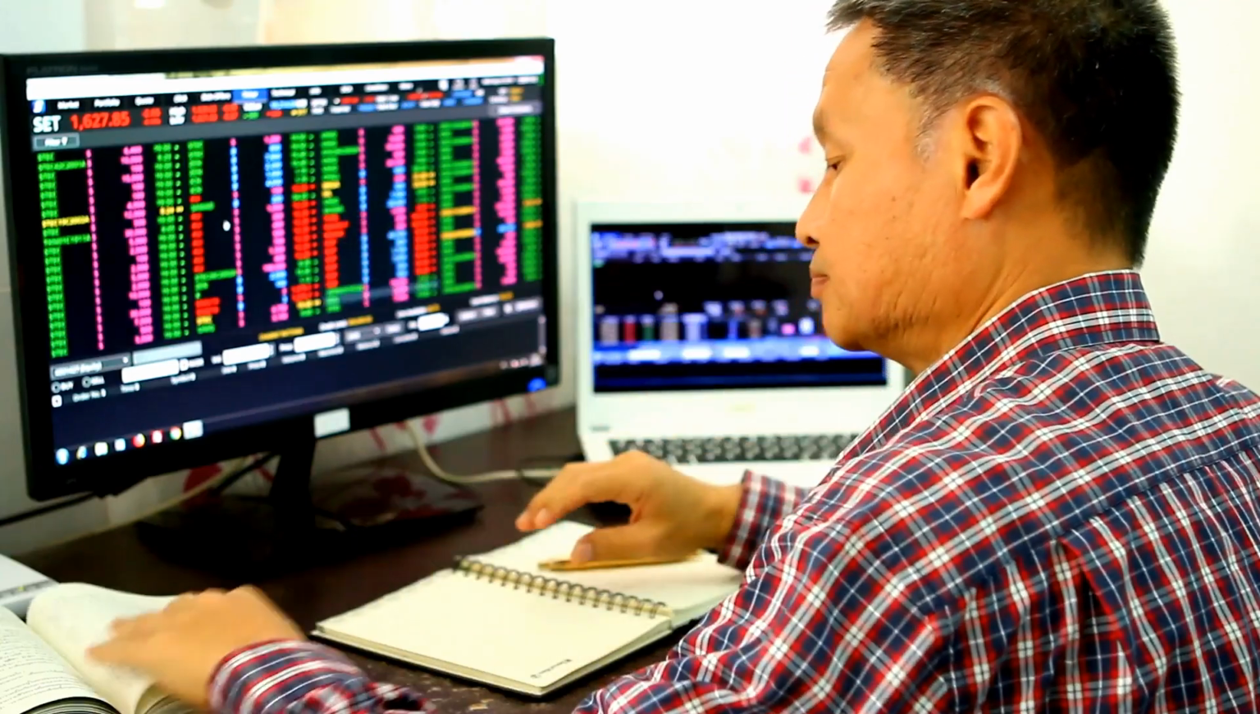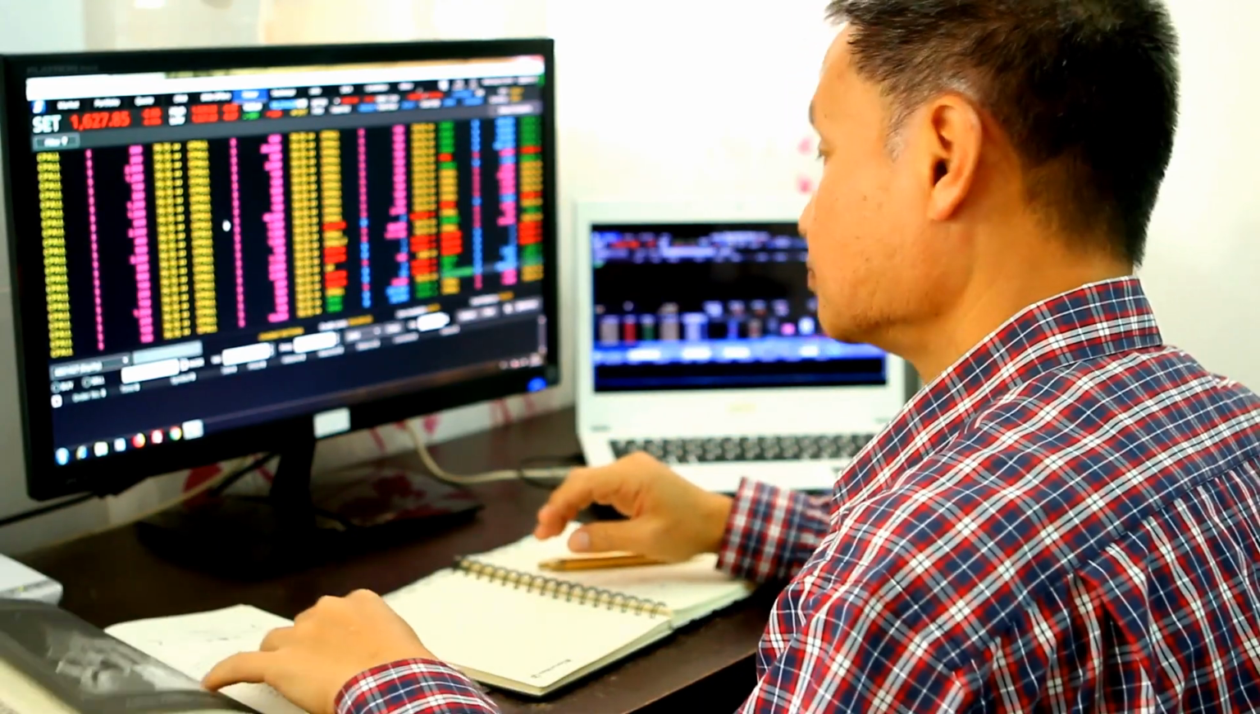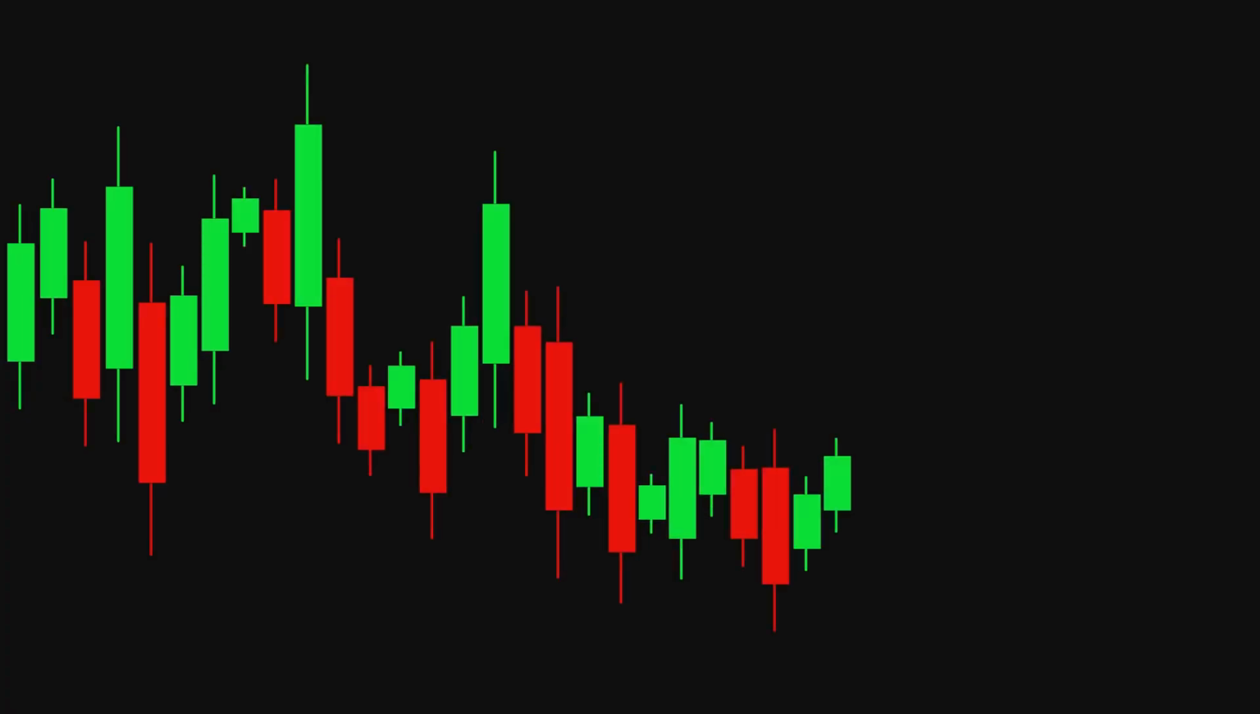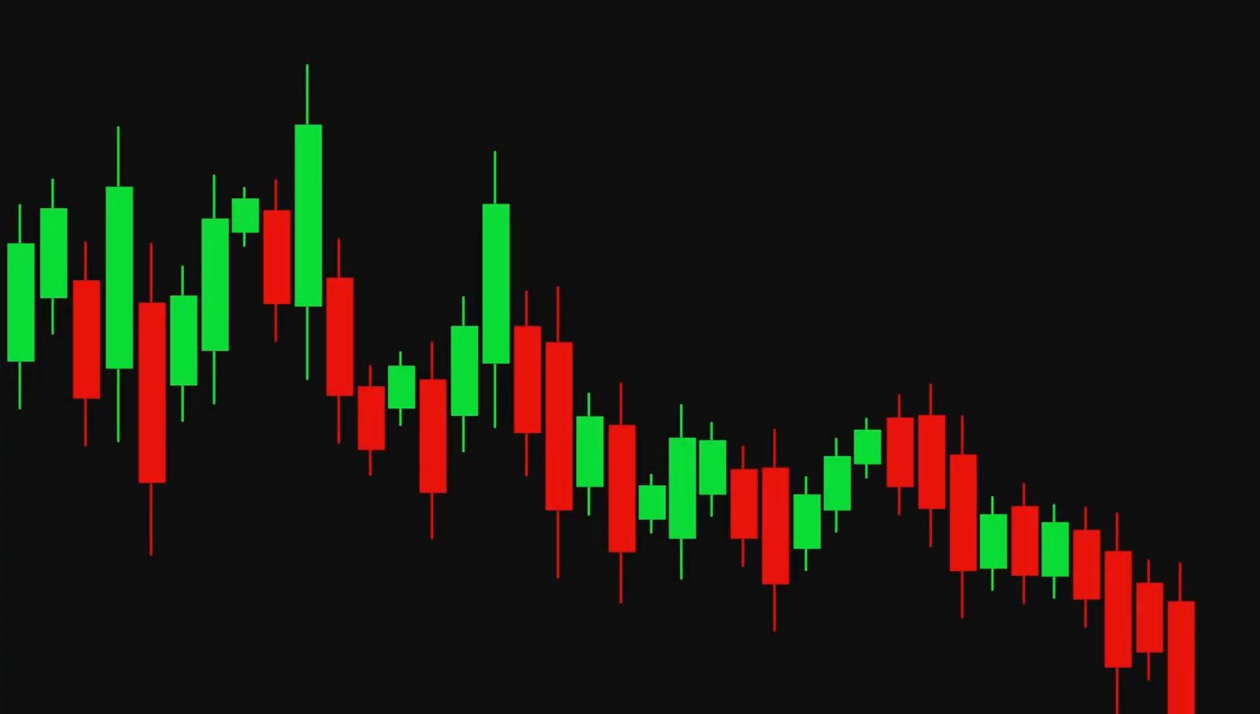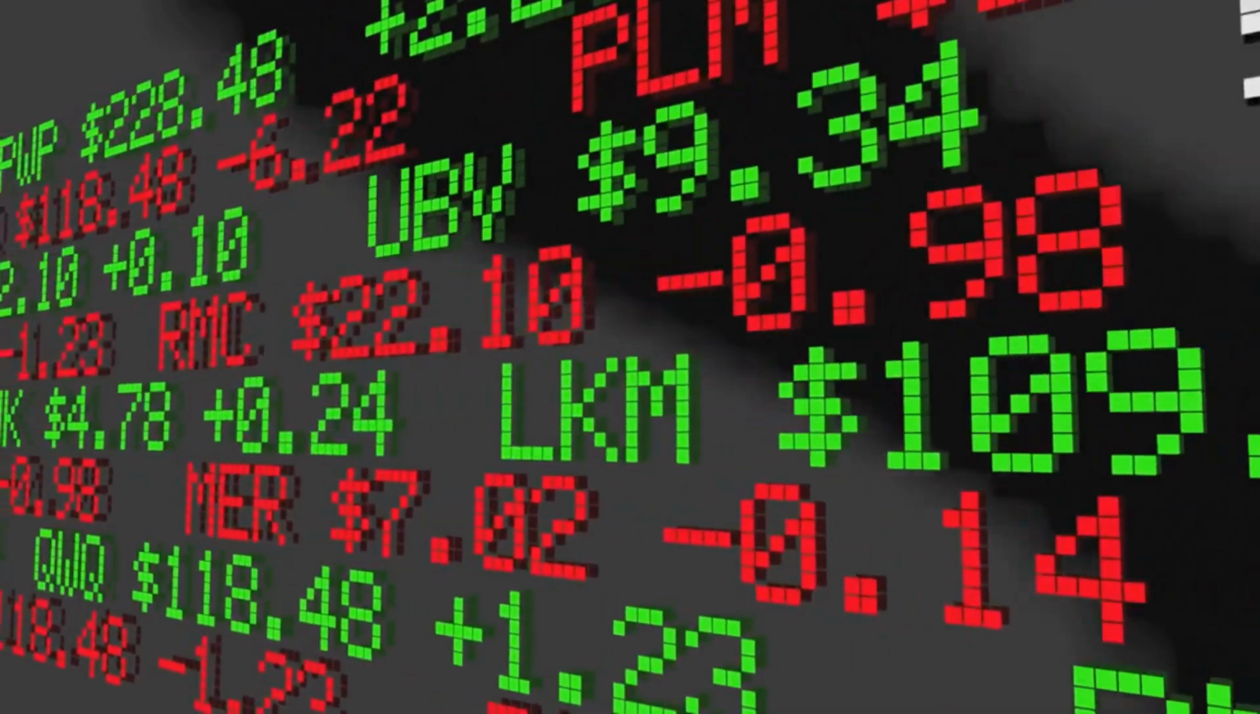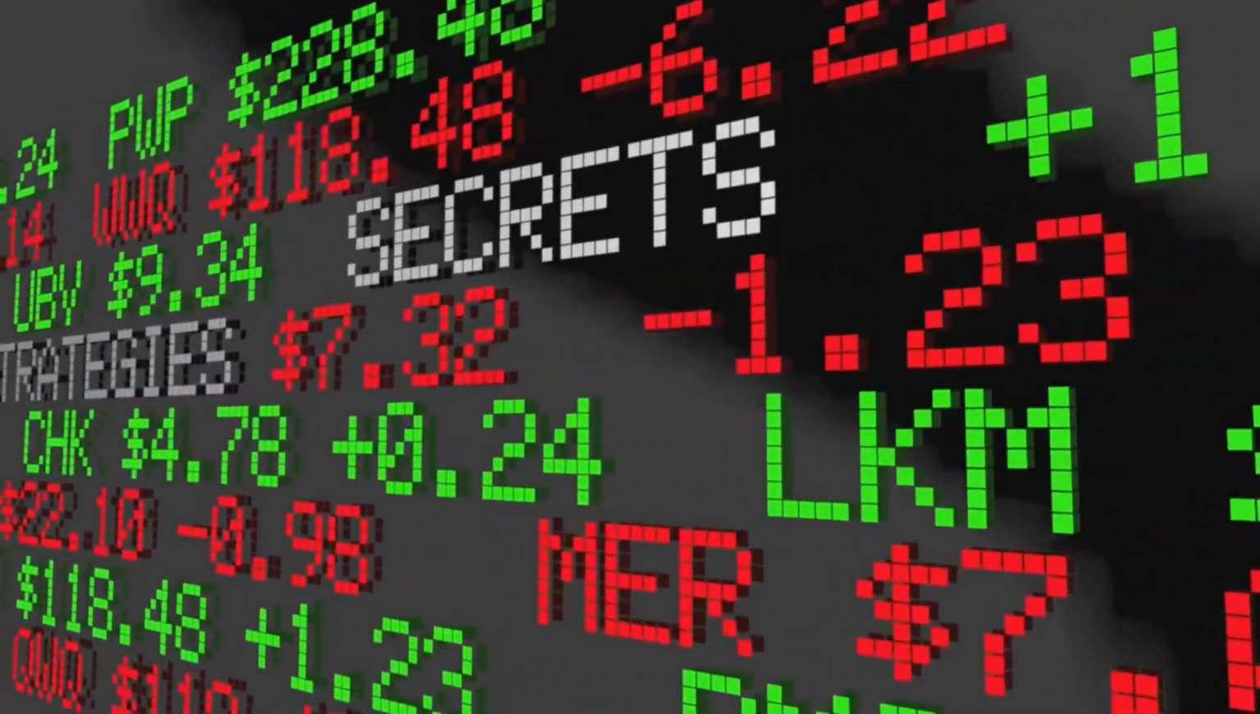Let's walk through a hypothetical trade using these concepts. Step 1. Find a stock in a clear uptrend on the daily chart. Let's call it XYZ, showing XYZ on the daily. Step 2.